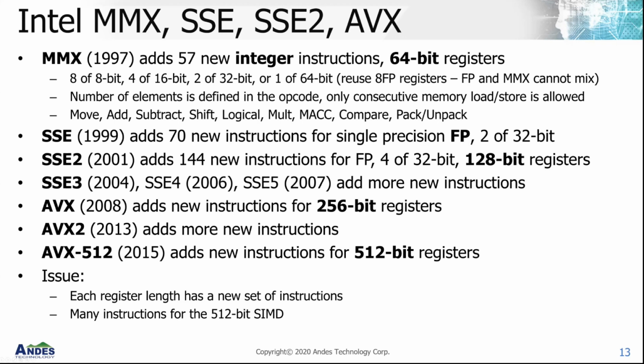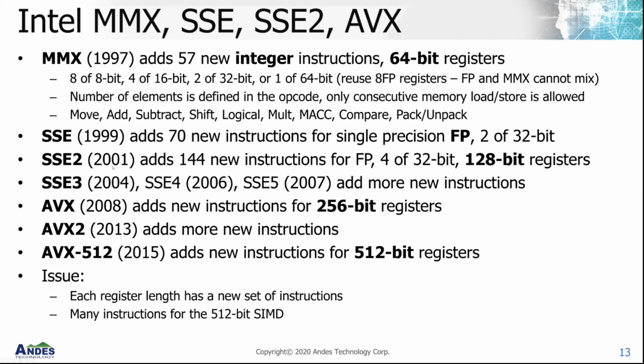The element width is defined in the opcode, so it had to be defined in the opcode. And only consecutive memory load and store is allowed. It has all the basic functions of ALU, mult, mask, compare, pack, and unpack. Then in 1999, SSE came with 70 new instructions, and this time single precision floating point was added. At this time you only have 2 elements of 32-bit. That's the only feature.